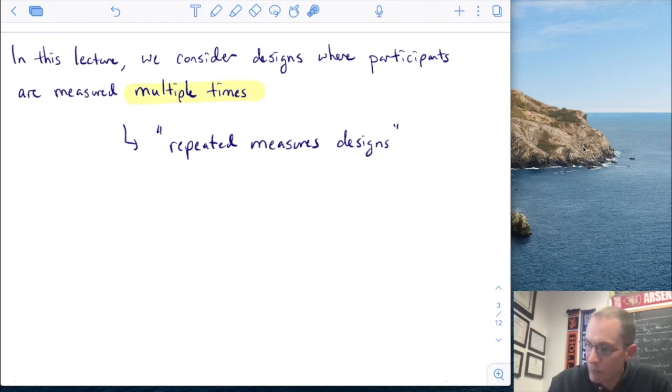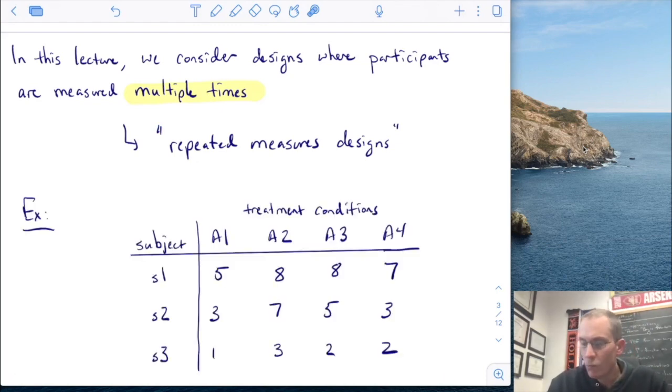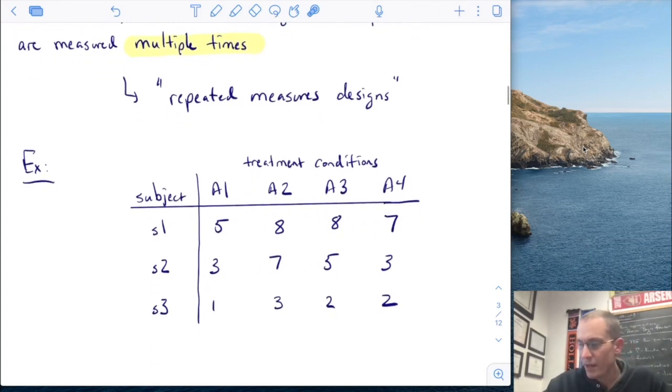So how do we handle these repeated measures designs? Well, that's the purpose of the lecture. Let's figure it out. So here I've got some data, and the data are as follows. I've got 12 observations that came from 3 subjects, and I've labeled them as S1, S2, and S3. And these 3 subjects each completed 4 different experiment treatment conditions, which I've labeled as A1, A2, A3, and A4.